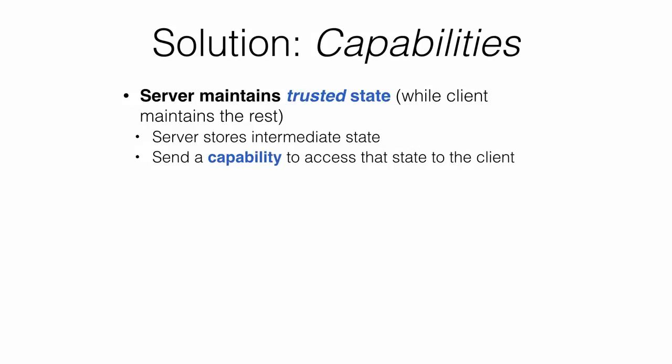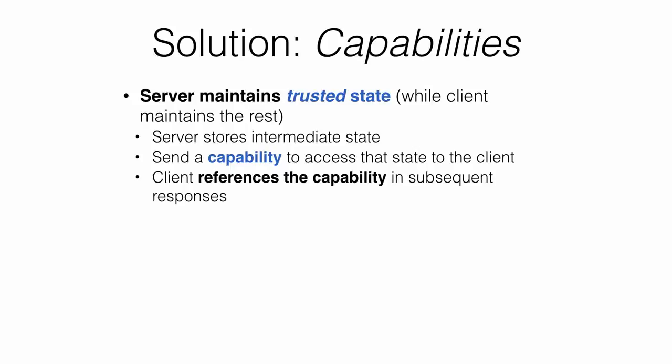And that capability should be unforgeable. By definition, that would prevent us from waging the attack that we saw before, which was that the client was able to change the price. Because the capability is intended to be and should be unforgeable, the client will not be able to change it to effectively change the price. So given that capability, the client will reference it in subsequent responses and therefore be able to access the state.